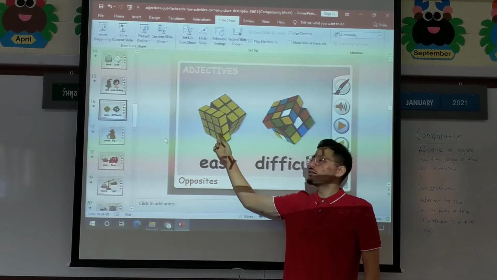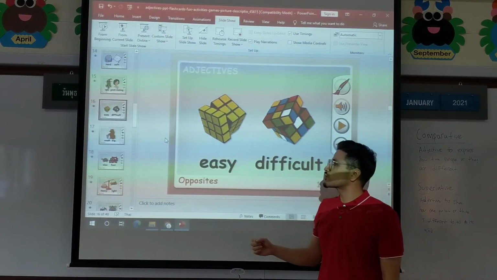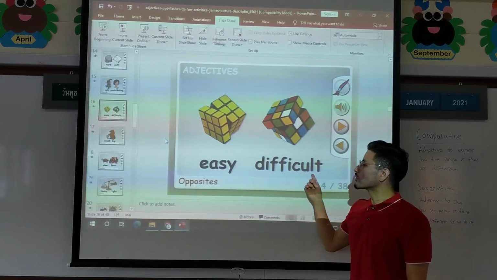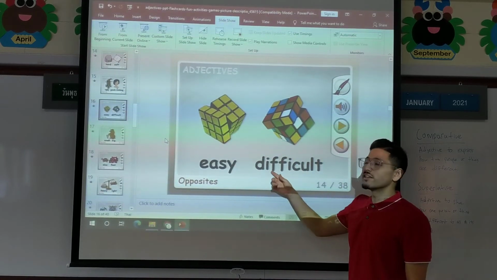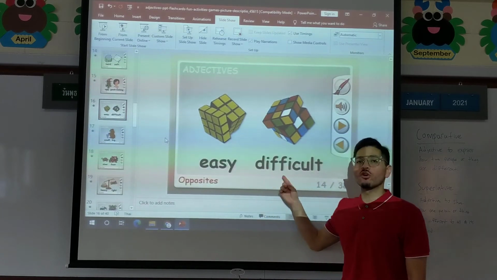This toy here, and we have this toy here. You have to solve it. But which one is easy and which one is difficult? This one looks easy. This one looks difficult. Okay, so the opposite of easy is difficult.